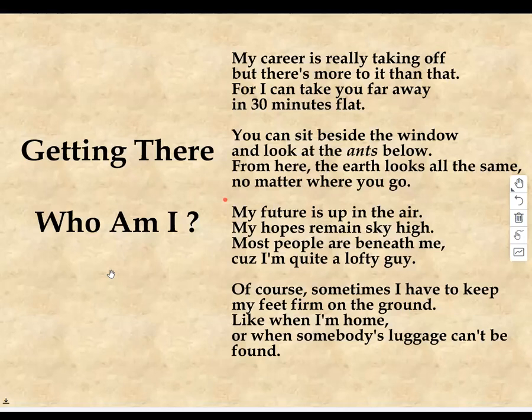My career is really taking off, but there's more to it than that. For I can take you far away in 30 minutes flat. You can sit beside the window and look at the ants below. From here, the earth looks all the same no matter where you go. My future is up in the air. My hopes remain sky high. Most people are beneath me because I am quite a lofty guy. Of course, sometimes I have to keep my feet firm on the ground, like when I am home or when somebody's luggage can't be found. So, who is this person or thing?